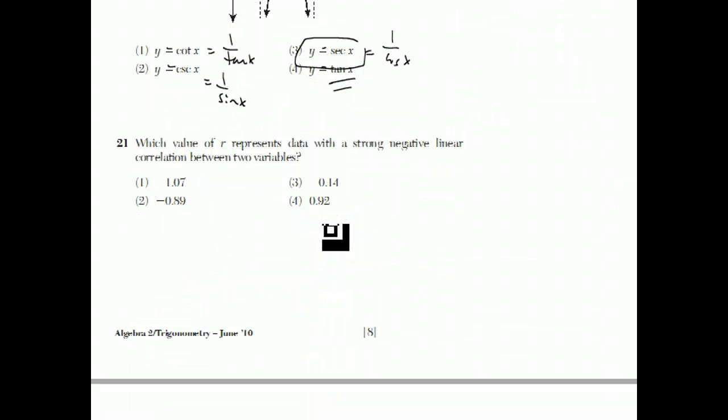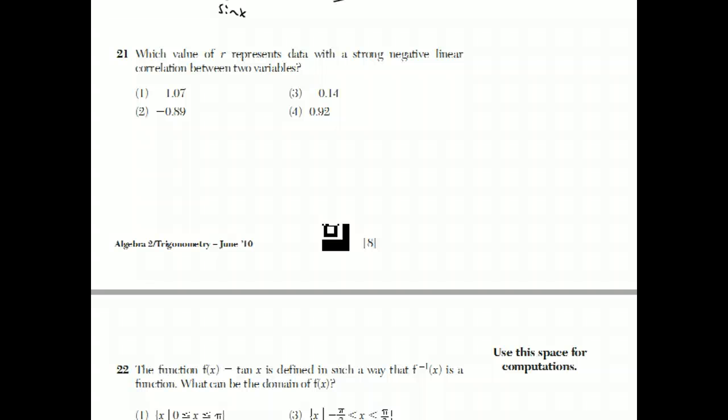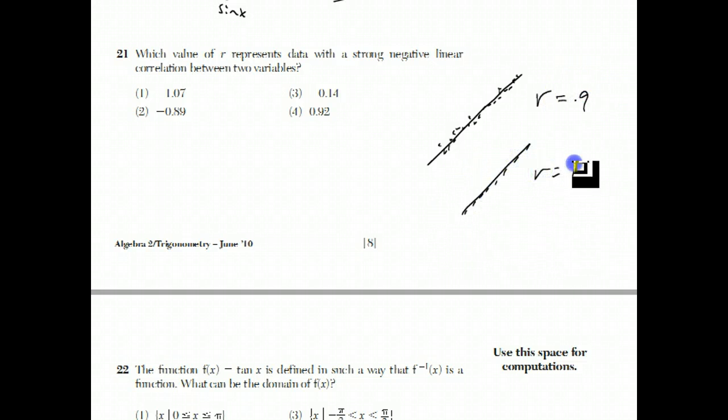21. Which value of r represents data with a strong negative linear correlation between two variables? So if you have a scatter plot and it looks kind of like this, there's a line of best fit that goes through it, and r, the closer it is to 1, the more it's like a line. So this might be 0.9, whereas if they actually were on a line, r would be exactly 1.